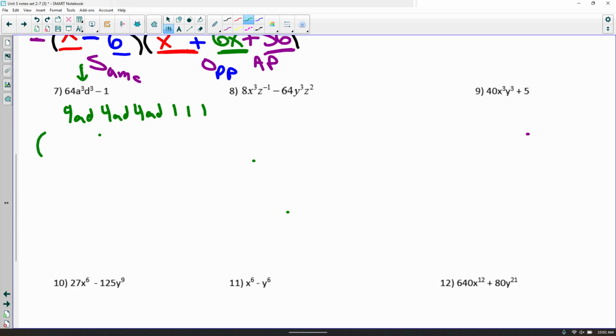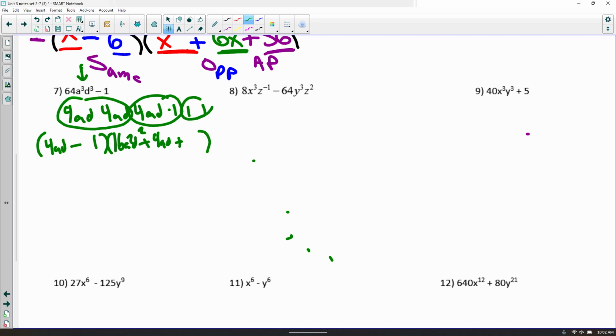Do a small parentheses, do yourself a large parentheses, put a minus sign, plus, plus. And then go 4AD1, and then multiply these together. 16A squared D squared. Multiply these together. 4AD, and multiply those together. That's how nice it can be. That's the letter A right there.